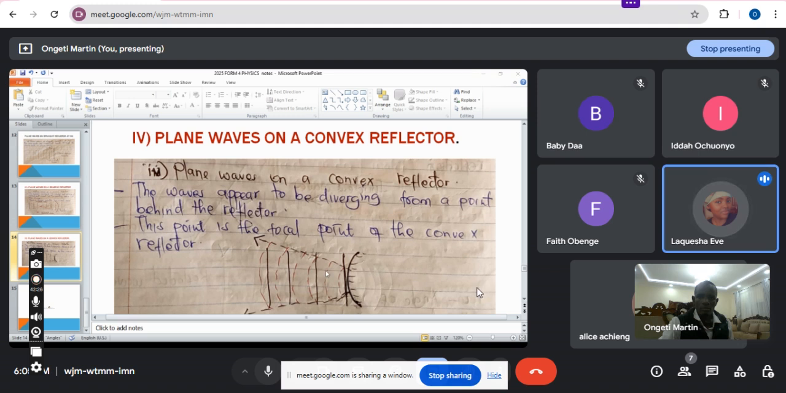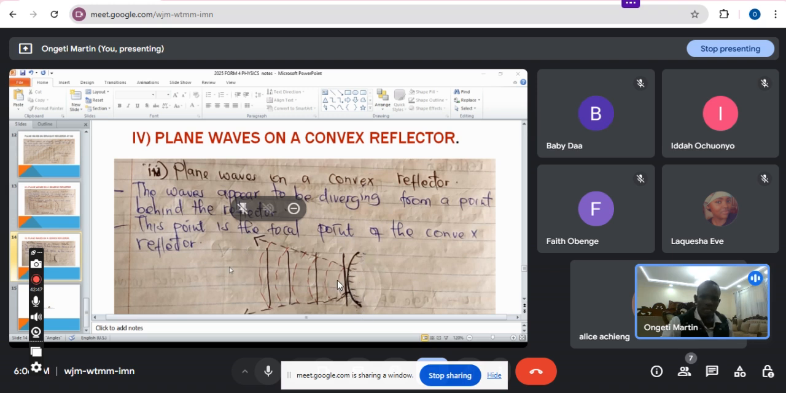Plane waves on a convex reflector. The waves appear to be diverging from a point behind the reflector. This point is the focal point of the convex reflector. As you can see, these are plane waves. So they move towards this convex reflector, which is bulging this way. Once they strike it, they change again into circular waves. But now these circular waves are seen as if they are coming from a certain point behind the convex reflector. So that's why they move in this manner.